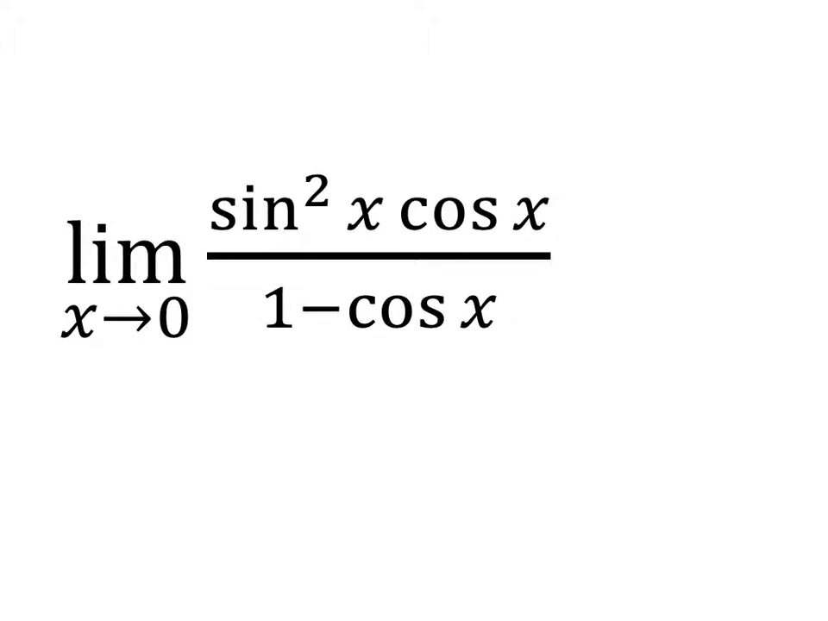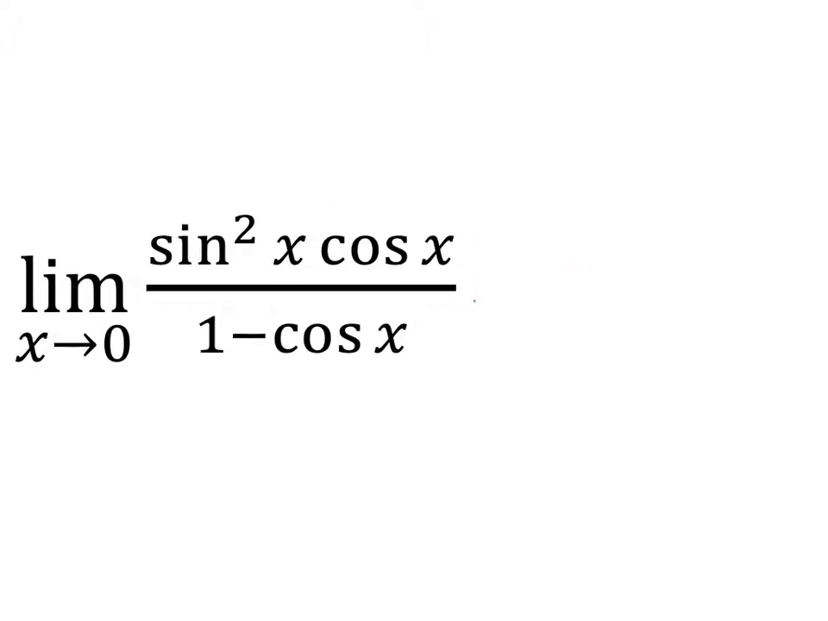1 plus cosine. Can we just plug in? Oh no, we're going to get 0 over 0. But that's a great question. Why can't we just plug in? You should always plug in and check. We do end up with 0 over 0, which is why we need all this.